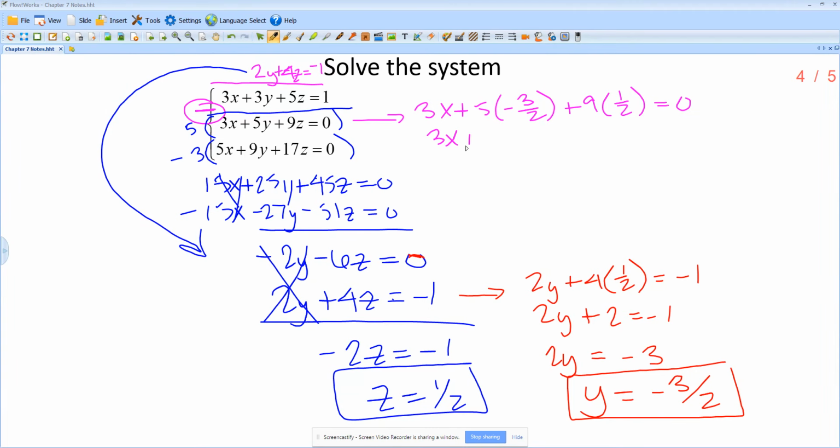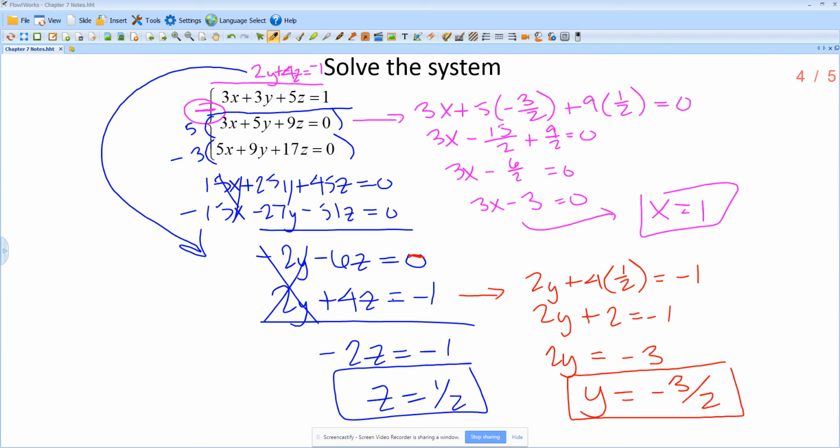That gives me 3x minus 15/2 plus 9/2 equals 0. That gives me 3x minus 6/2, which is 3. And you can sort of see here, x is equal to 1. Or you can finish the solving. Final answer is the coordinate 1 comma negative 3/2 comma 1/2.